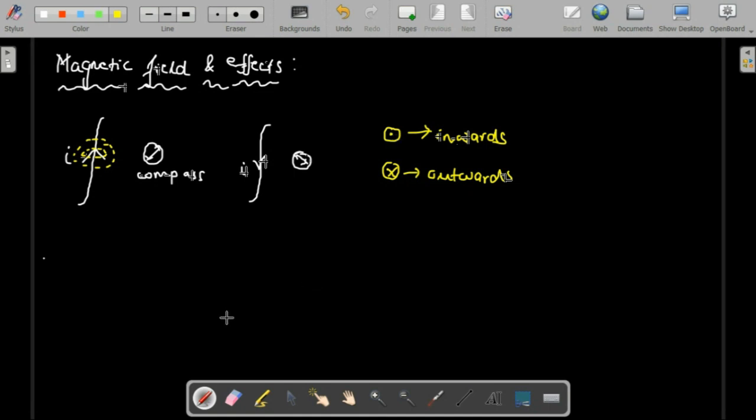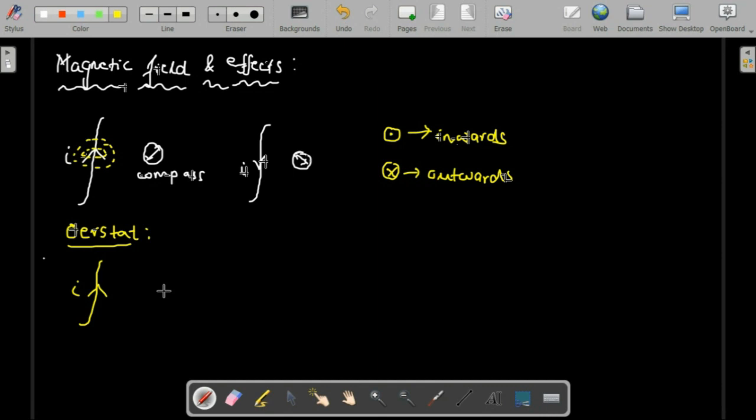There are experiments performed like the Oersted experiment. This experiment is a part of the Oersted experiment. What he did was consider this current carrying wire, and he placed a compass and saw that there was a deflection, and he concluded that if there is a current carrying wire, there will be a magnetic field generated around it. But there is one more observation that was done.